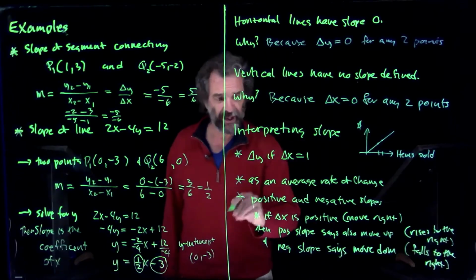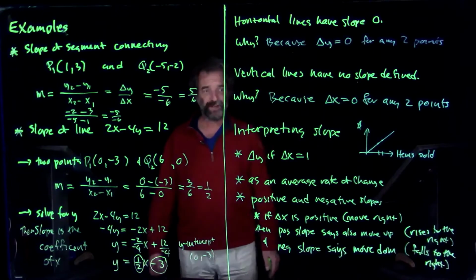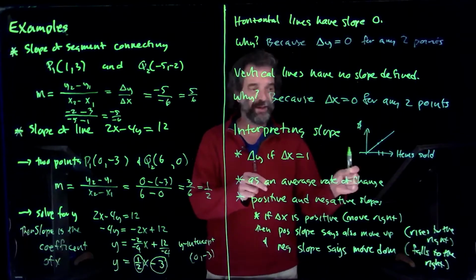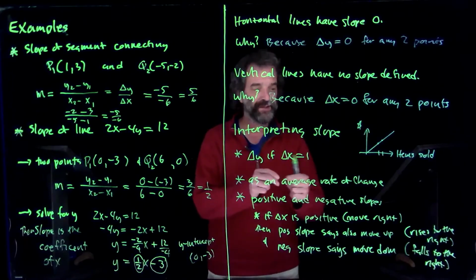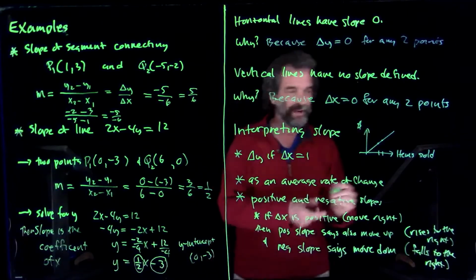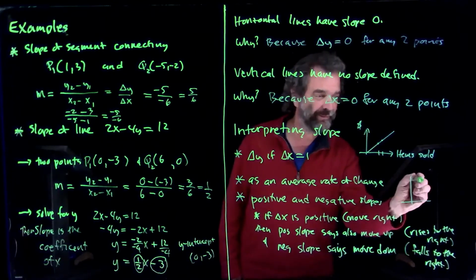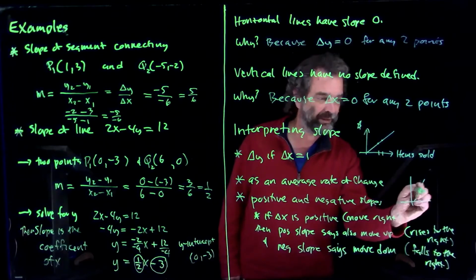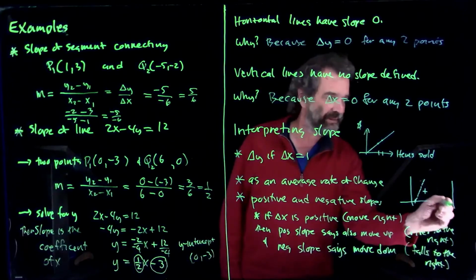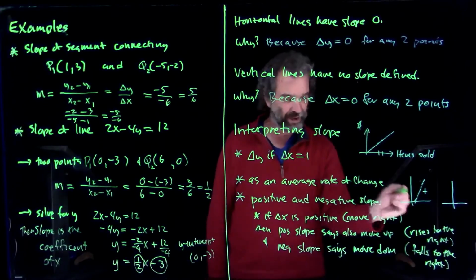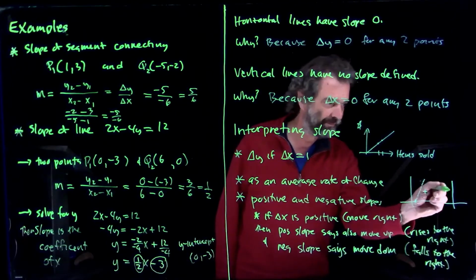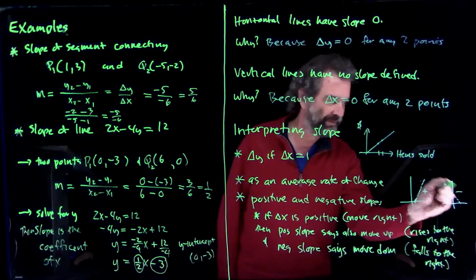And then positive and negative slopes. If you see a positive slope, what does that mean? If delta x is positive, that means as you go from one point to the next, you're moving to the right. Then a positive slope says as you go right, you go up, because the change in y is also positive. So for a positive slope, the line rises to the right. If you have a negative slope, then if you go right, the change in y is negative, so the y's are getting smaller. You have to go in a downward direction as you move to the right for a negative slope.